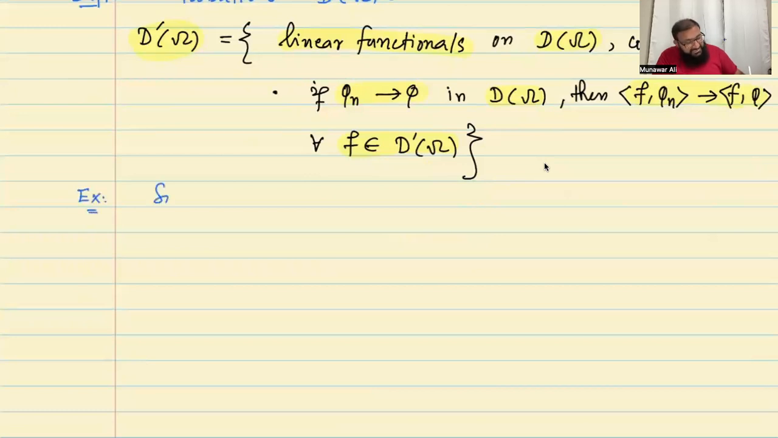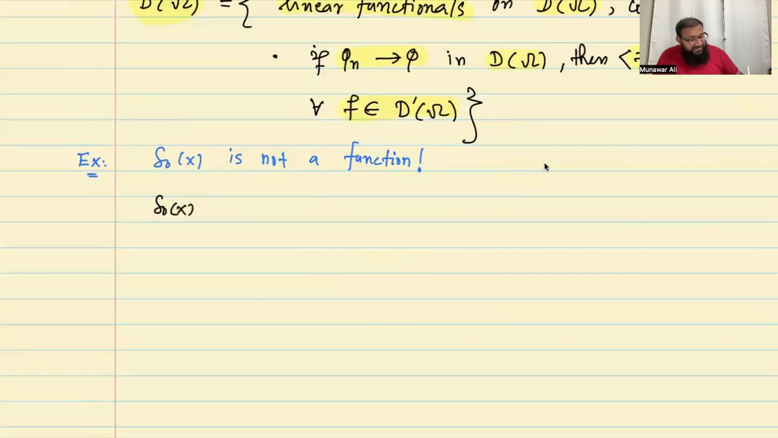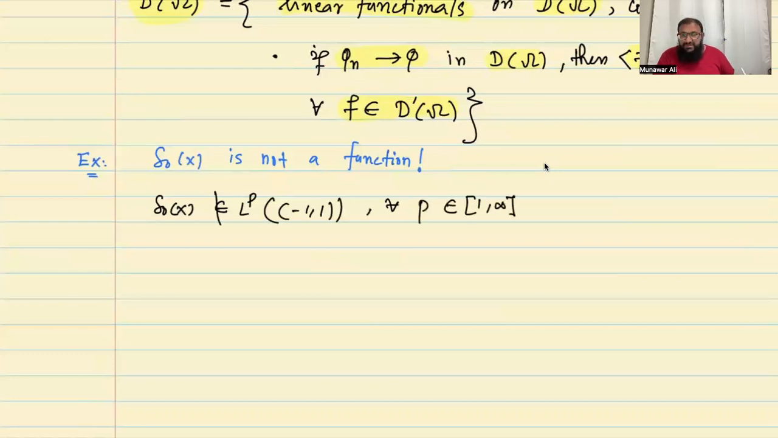So we have already discussed that delta naught is not a function, as I told you. Delta naught is not from space L1. We discussed this in the previous lecture, I think. But what is delta? One thing is that delta naught is not in L^p from, let's say, -1 to 1 for all p from 1 to infinity. So this does not belong to any L^p. And we just proved this in our previous lecture.